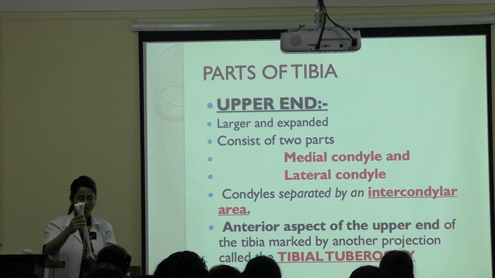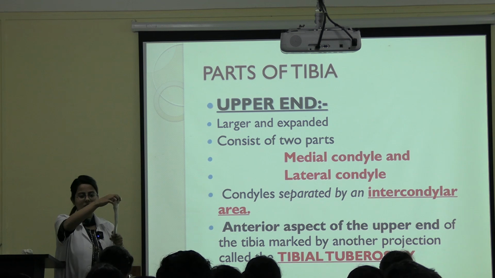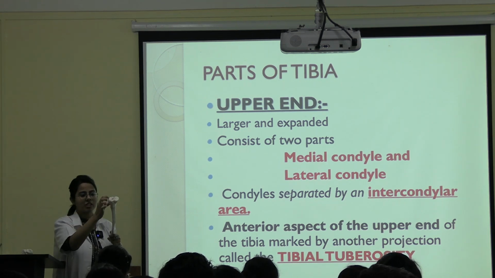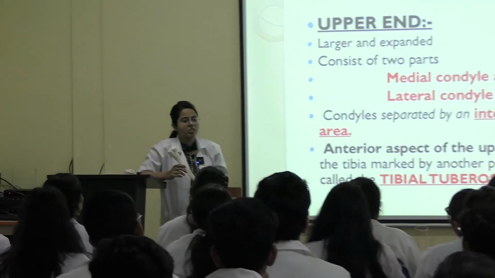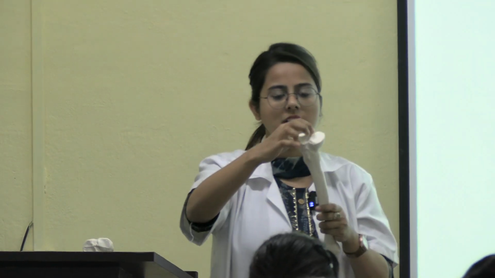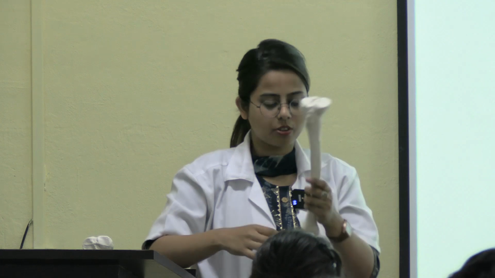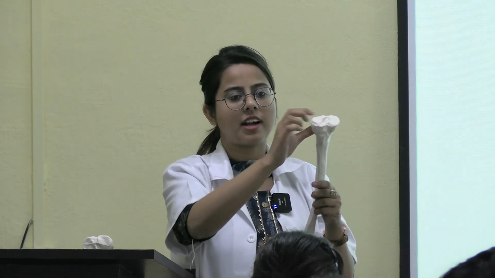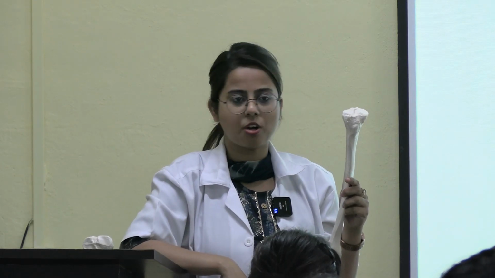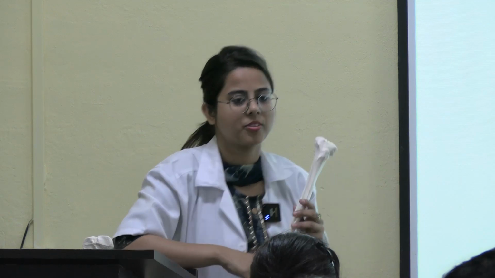Done? Okay. So this superior surface of medial condyle and lateral condyle are articular. Can you tell me which type of cartilage is present in case of articular surfaces? Hyaline cartilage. Okay. So this medial condyle of tibia will articulate with which bone? Yes, medial condyle of femur. And lateral condyle of tibia will articulate with lateral condyle of femur, and they will form the knee joint.